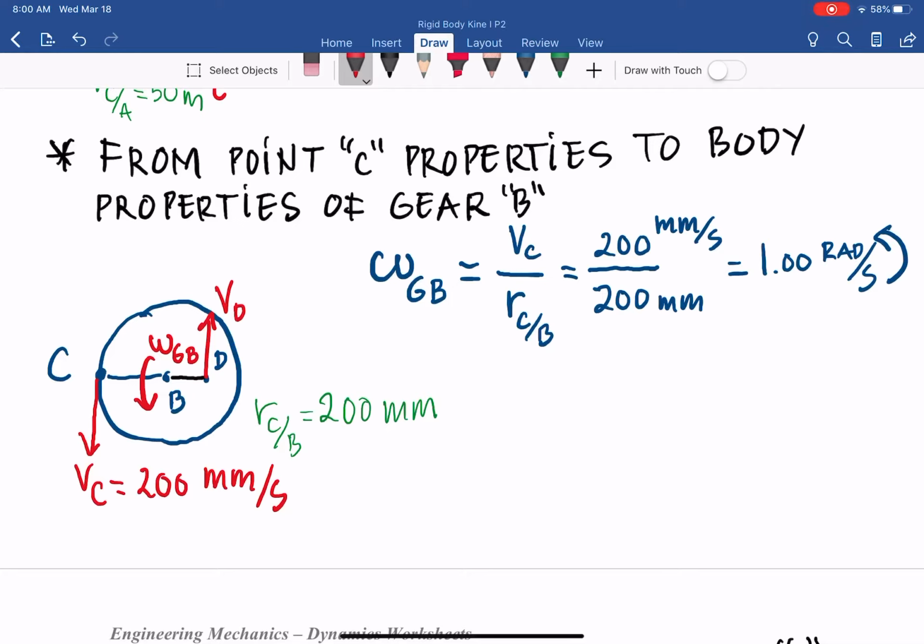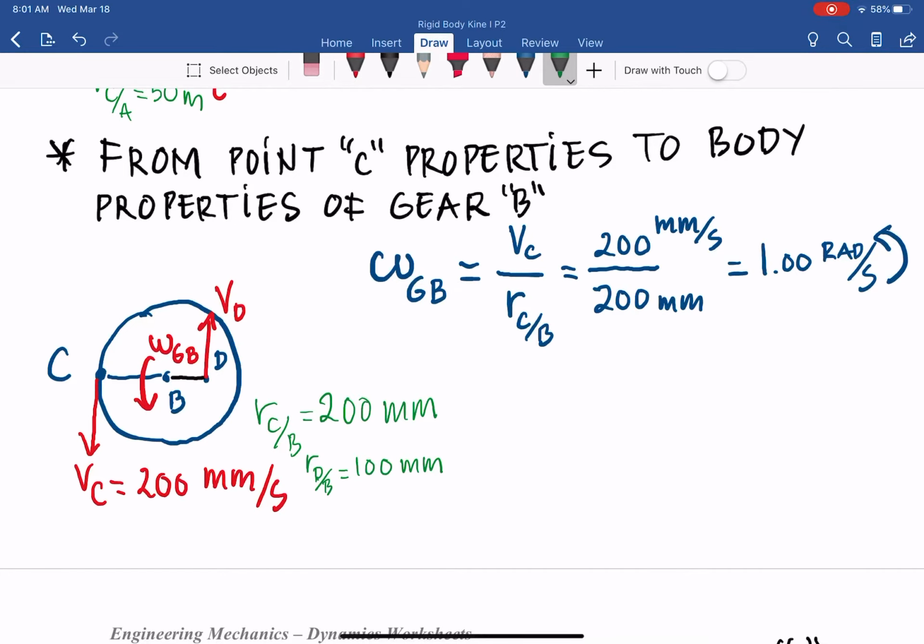And we also have the radius of D relative to B equal to 100. Let's write down here so that we're not confused in the step. D relative to B equal to 100 millimeter, as I showed you a second earlier. So we have the omega, the body properties of gear B. Then we can find out the point property VD.